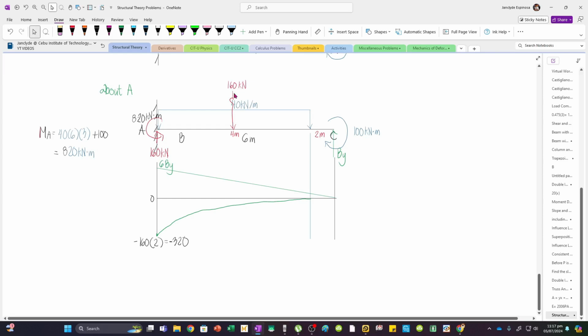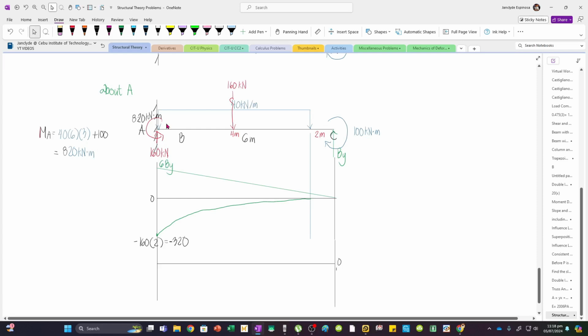But we are not yet done with this clockwise moment. So we have to draw another moment diagram by part. Now, just extend this load. Again, you can overlap it, but ideally, just draw another zero line so that it won't be confusing. So we have here 0, and then this is clockwise.